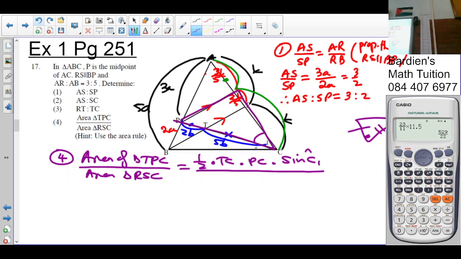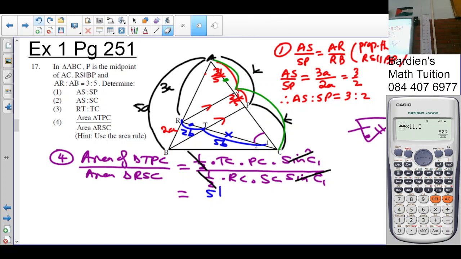Over RSC, that triangle. So what's it going to be? It's going to be half RC times this length here, which is SC, sine of angle C1. Can you see that, people? So the halves cancel, sine C1 cancels sine C1. So TC, what is TC? TC's length is going to be 5B.